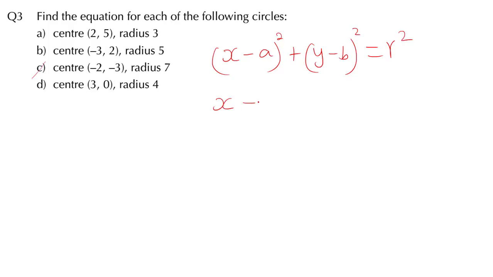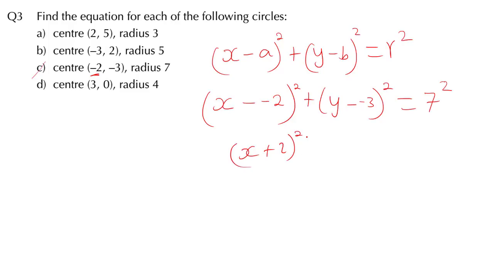So it's going to be x take away -2, because x is not 2, x is -2. And then you square that, plus bracket y minus -3, square that, and that should give you r squared. R is 7 there, so it's 7 squared. Now simplify this: x minus -2 becomes x plus 2, and you square that, plus bracket y minus -3 becomes y plus 3, squaring that, and that's going to be equal to 49. Okay, so that's how that is.